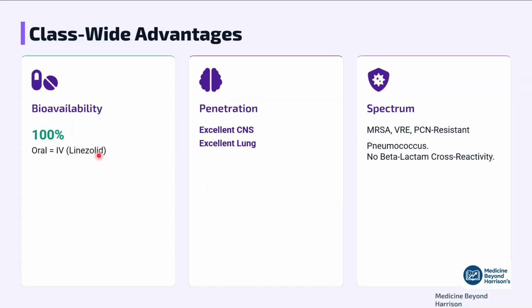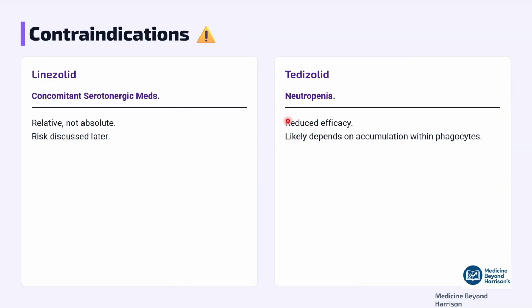So there are wide class advantages because of the high bioavailability, almost 100%. Oral is almost equal to IV bioavailability, with excellent CNS and lung penetration for linezolid. It covers resistant organisms such as MRSA, vancomycin-resistant enterococcus, penicillin-resistant pneumococcus, and there is no beta-lactam cross-reactivity. That is one more major advantage. So contraindications are very few.